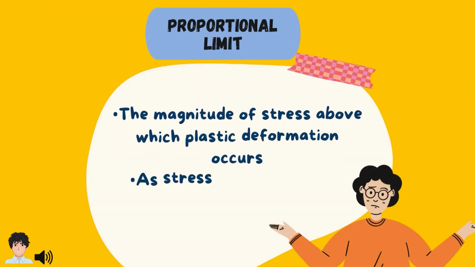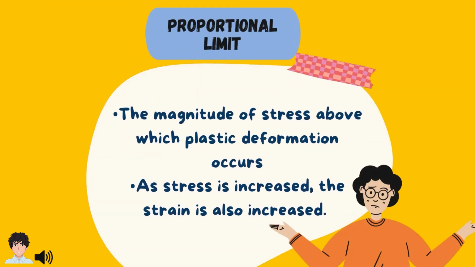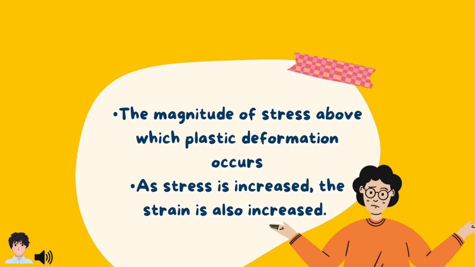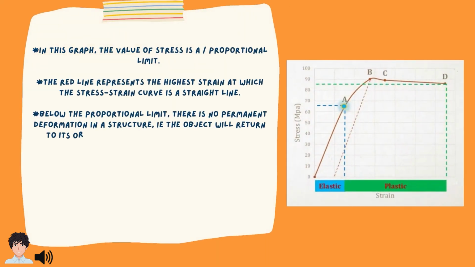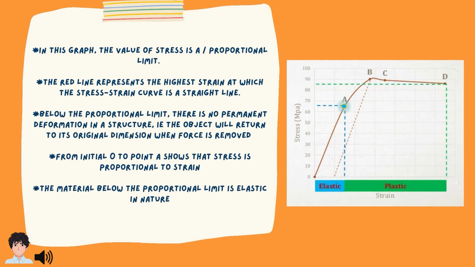Proportional limit. The magnitude of stress above which plastic deformation occurs. As stress is increased, the strain is also increased. In this graph, the value of stress is A. The red line represents the highest strain at which the stress-strain curve is a straight line. Below the proportional limit, there is no permanent deformation in a structure. For example, the object will return to its original dimension when force is removed. From initial 0 to point A shows that stress is proportional to strain. The material below the proportional limit is elastic in nature.